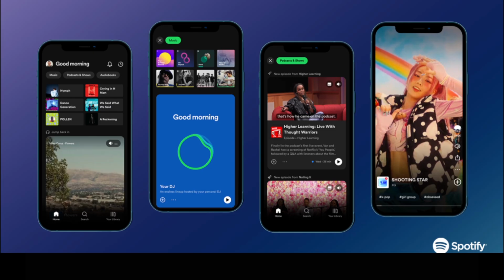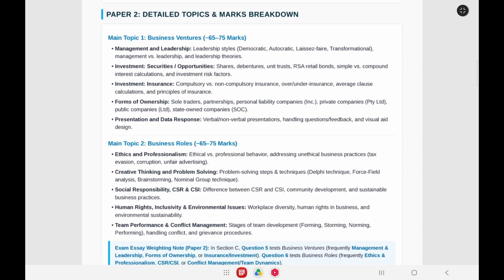So for business ventures, you have management and leadership styles. You have democratic, autocratic, laissez-faire, transformational, management versus leadership, and leadership theories. You also have investment, securities, and opportunities. You have investment insurance. You have forms of ownership, representation, and data response. That is the first topic.